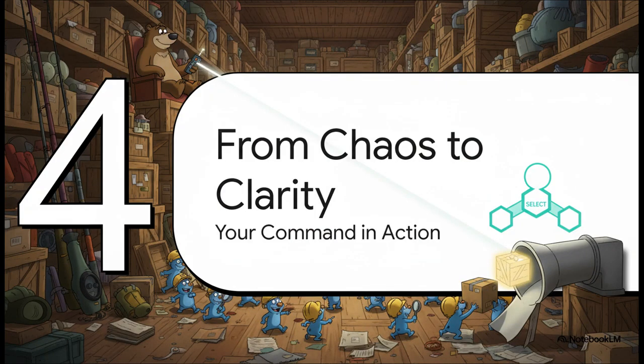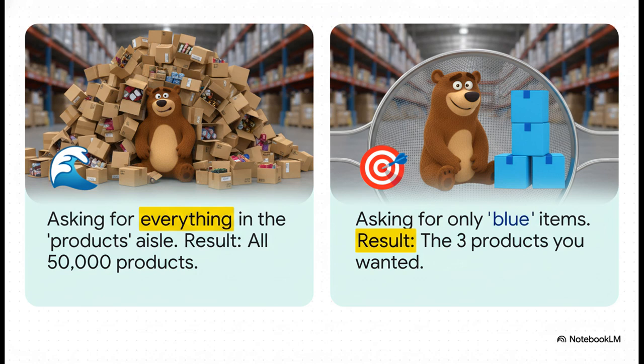All right, now for the payoff. Let's see what happens when we put those 3 simple pieces together. This is where we go from a warehouse full of absolute chaos to getting exactly the information we need, like instantly. I mean, just look at the difference one little word can make. Without our filter, without that where, you're just yelling, give me everything in the products aisle. And you might get back 50,000 products that you now have to dig through yourself. But with our filter, you're saying, bring me only the blue items from that aisle. And instantly, you get the 3 things you were actually looking for. It's the difference between overwhelming noise and a crystal clear answer.